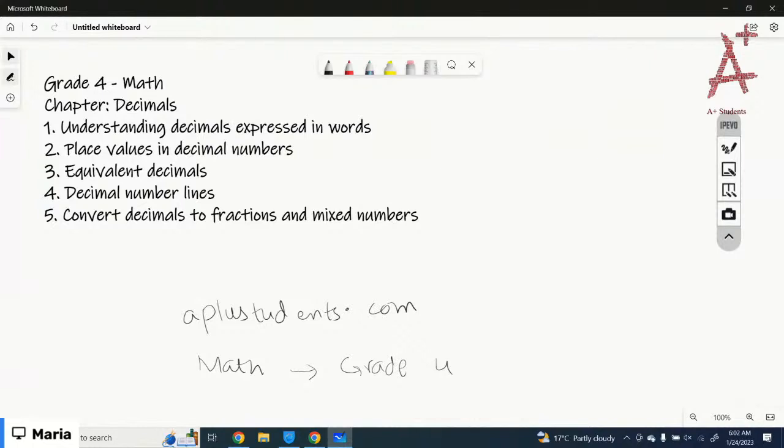So we're going to start with the chapter that is decimals. The lessons we're going to cover today are understanding decimals expressed in words, place values in decimal numbers, equivalent decimals, decimal number lines, and convert decimal to fractions and mixed numbers. So let's just start with the first lesson, that is understanding decimals expressed in words.